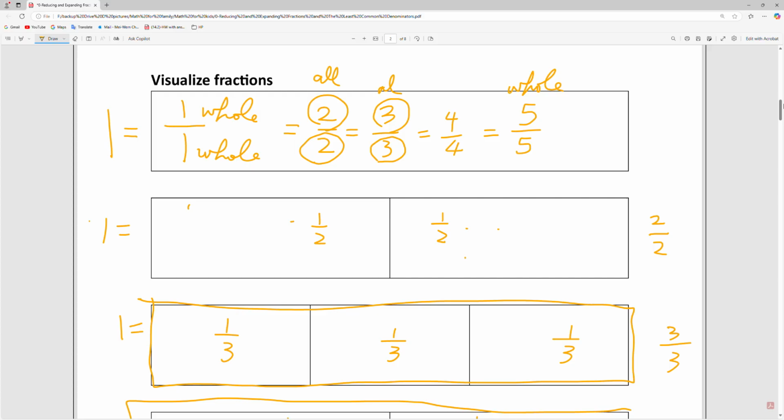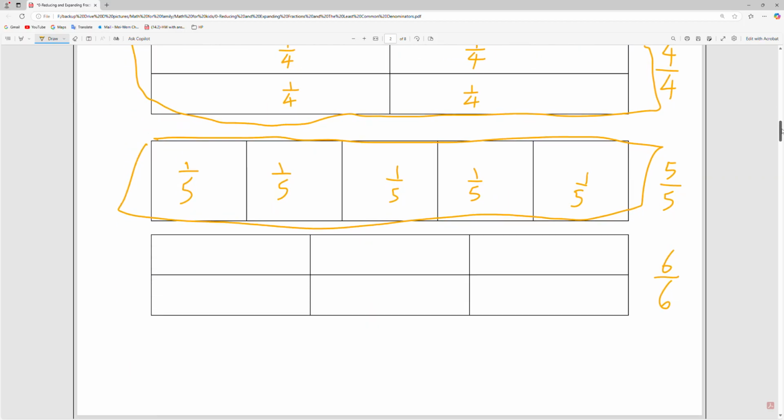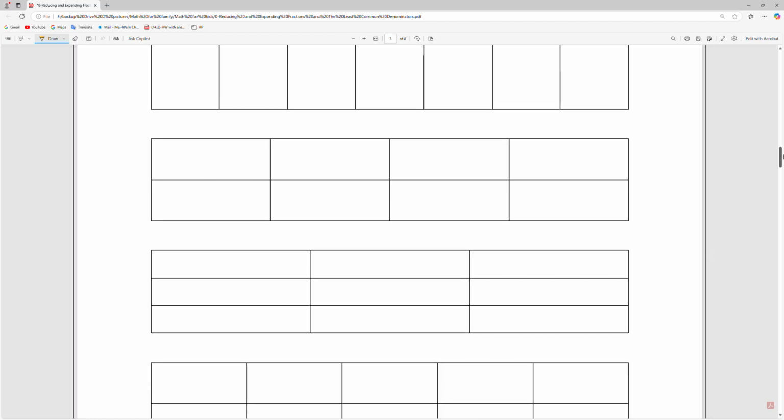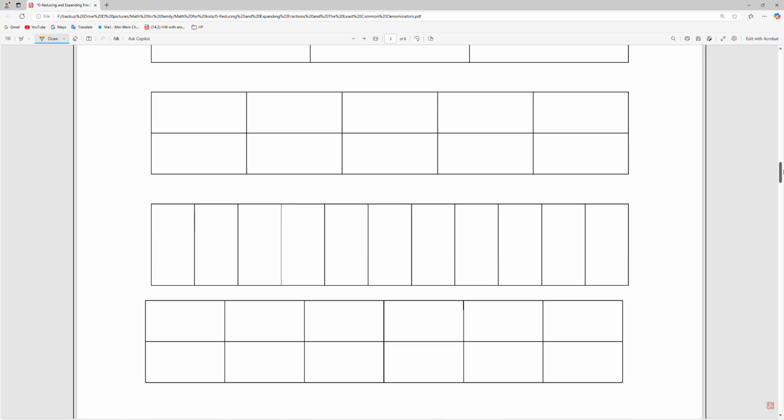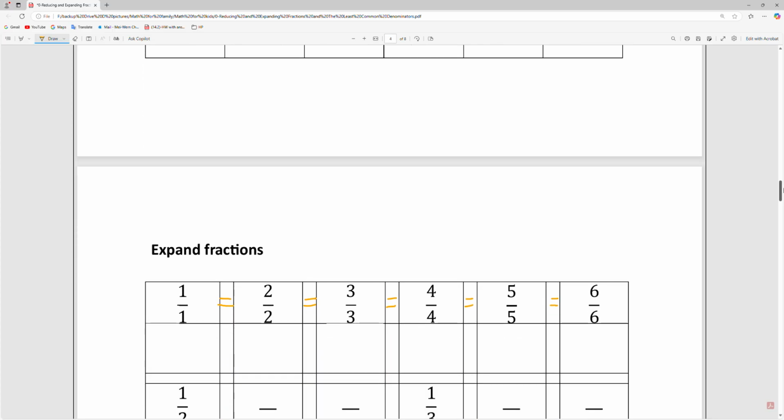If you multiply a number, for example, 1 over 1, you multiply 3 to the denominator. In order to keep the equal sign equal, you need to multiply the same number to the numerator. So in order to keep the equal sign equal, you need to multiply the same number to both denominator and the numerator. So that's how we expand a fraction. And going backward, if you divide by the same number, that's how you reduce a fraction.